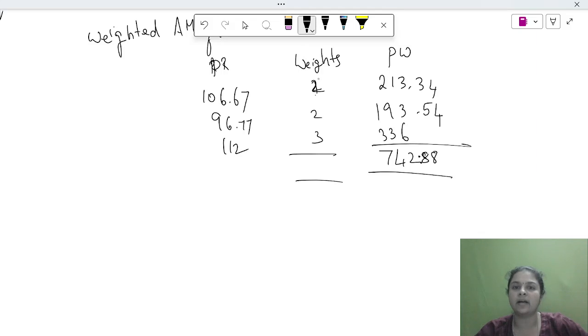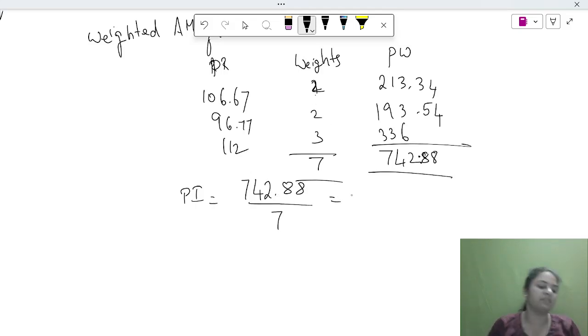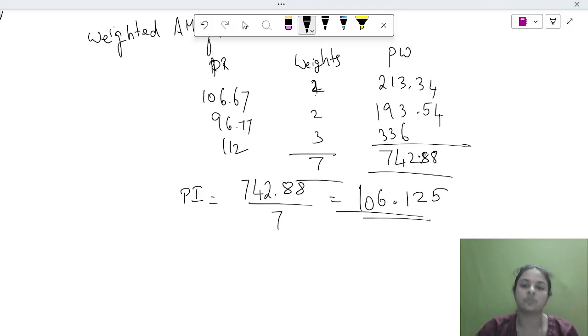This is the weighted arithmetic mean formula only, but instead of frequency we are using the weights method. So 2 plus 2 is 4, plus 3 is 7. So the price index will be equal to 742.88 by the total of the weights, not by 3, if you are doing this weighted method. So 742.88 by 3, sorry, by 7. Answer will be 106.125 or 126, whatever it is.